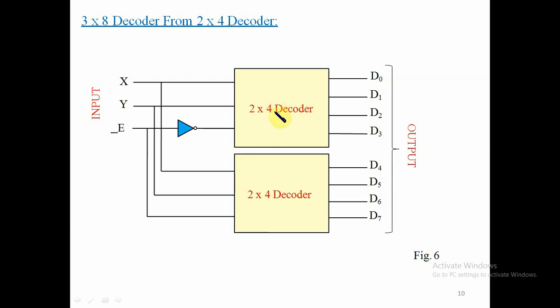A 2 to 4 decoder has 4 outputs, so with two of them we get 8 outputs. That is the 3 to 8 decoder. Here we mention D0, D1 up to D7, which are the outputs.